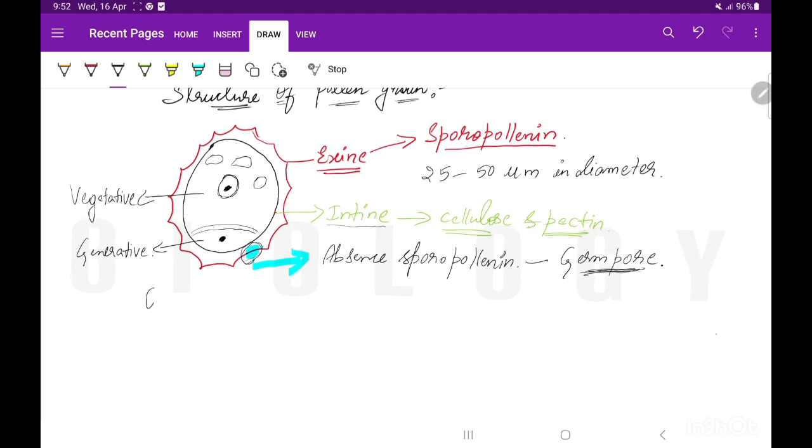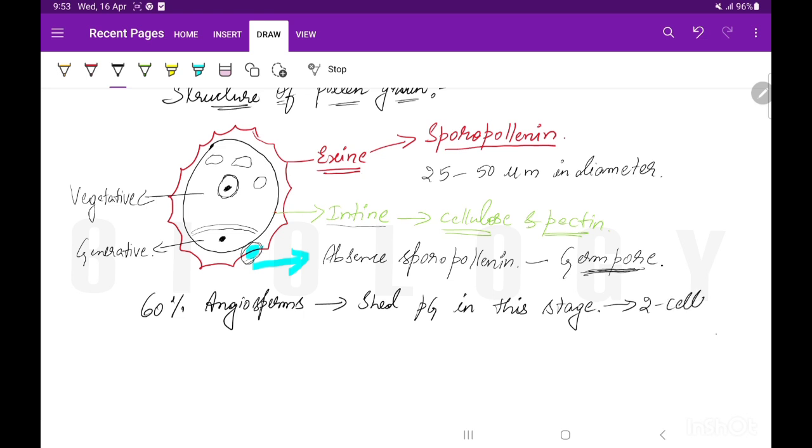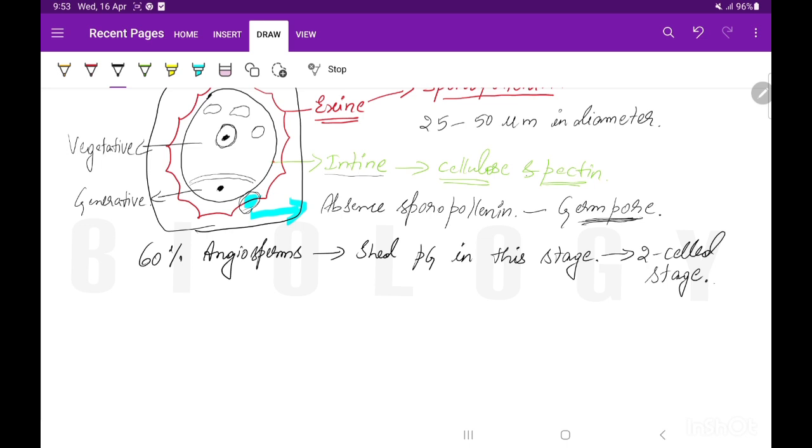So 60% of angiosperms shed their pollen grains in this stage, the above stage which I have drawn. There are 2 cells in the pollen grain, hence it is the 2-celled stage. 60% of angiosperms shed their pollen grains at this 2-cell stage. But the remaining percentage of angiosperms shed their pollen grains in the 3-celled stage.